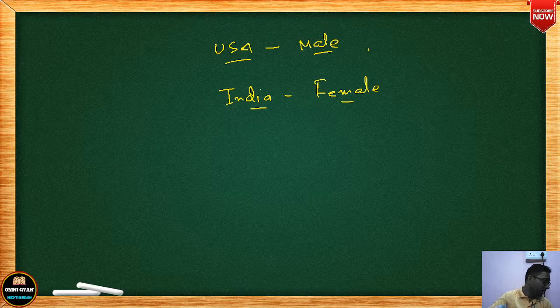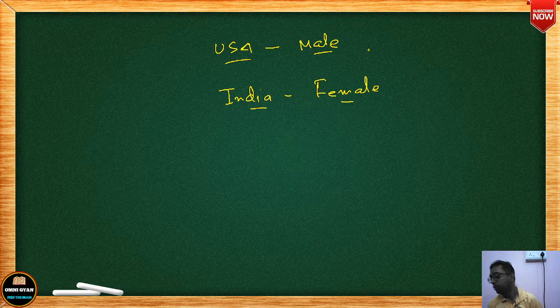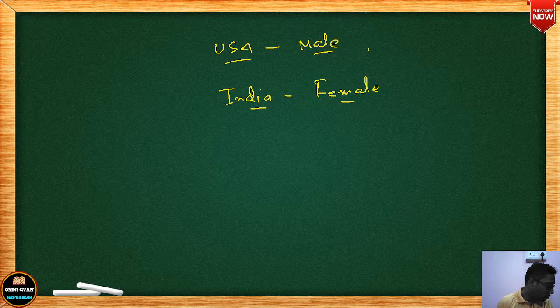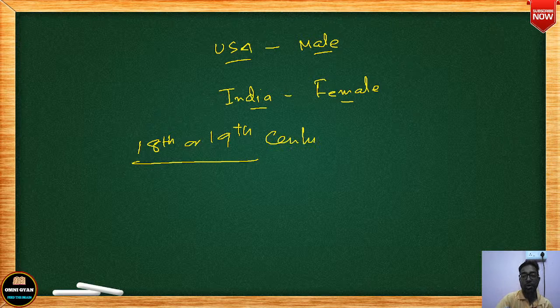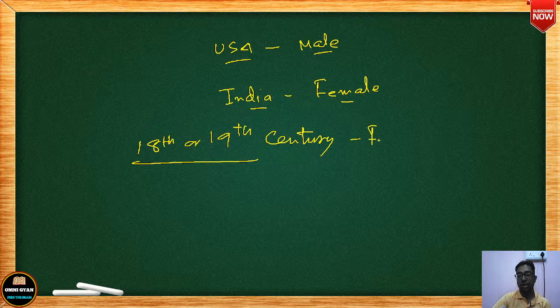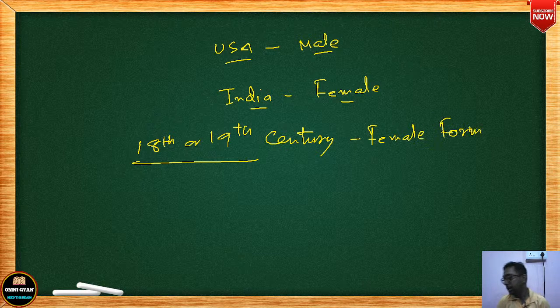Listen. In the 18th and 19th centuries, look at the textbook, okay? I'll explain from the book only. In the 18th and 19th centuries, a nation was portrayed as a female figure. Nation was given a female form, a female figure, in the 18th and 19th centuries.